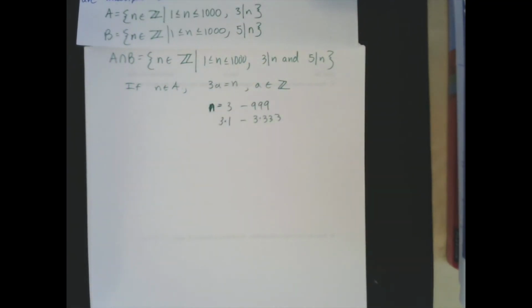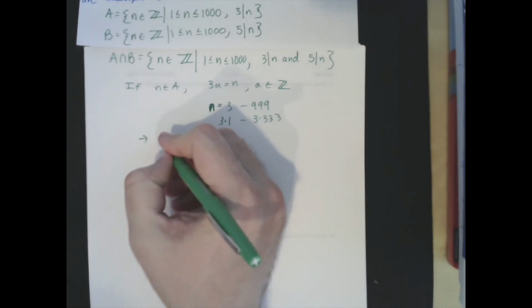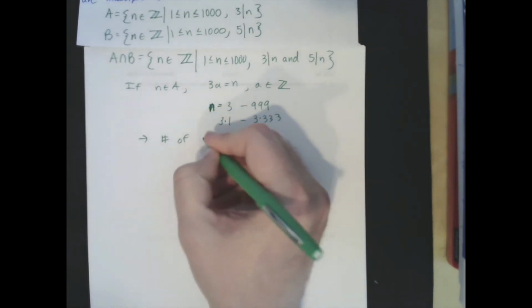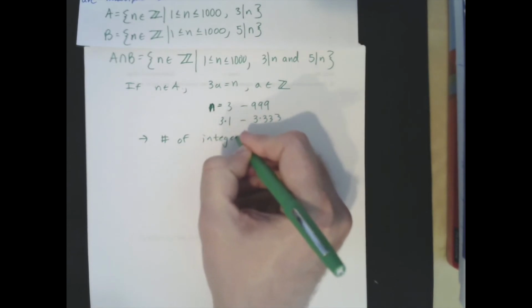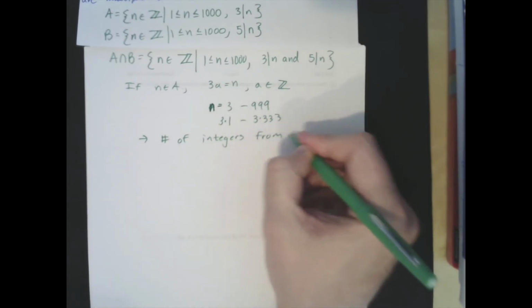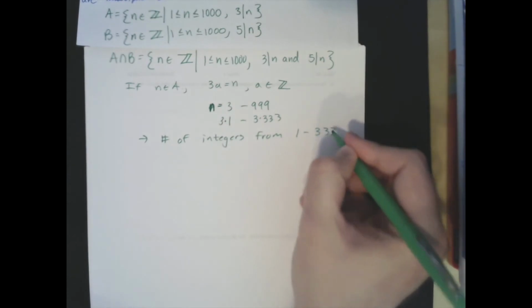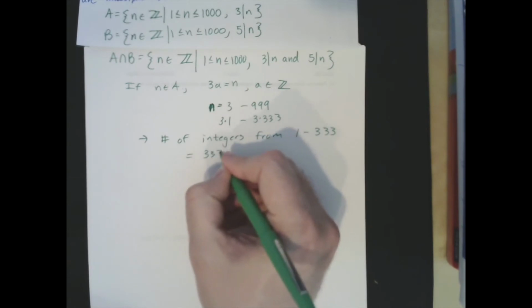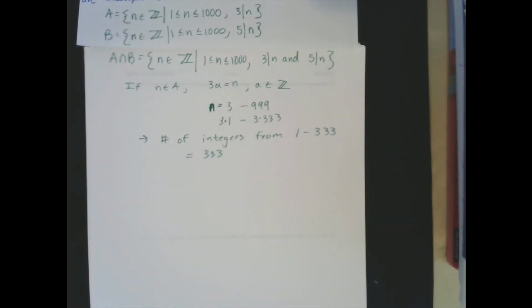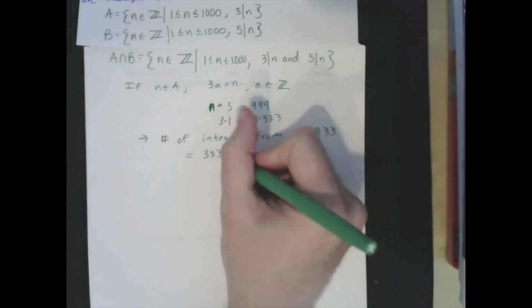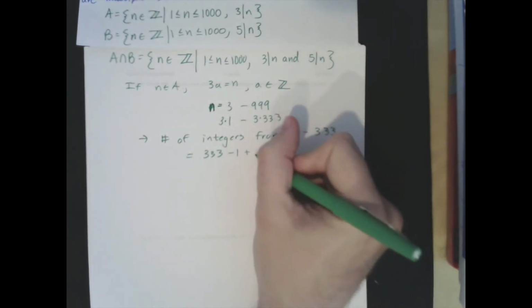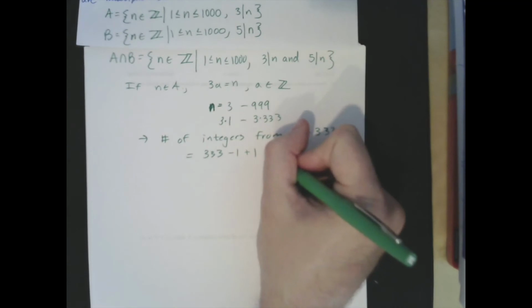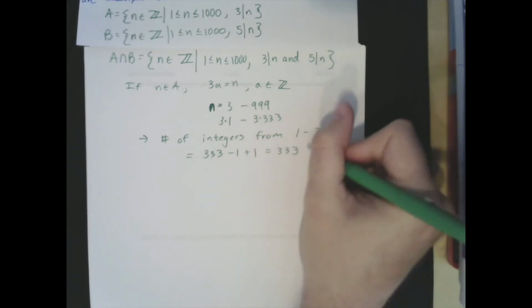So we did this when we looked at multiples of, I believe it was 5, from 1 to 1,000. So that means we want the number of integers from 1 up to 333. And we know that this is a total of 333, because we do 333 minus 1 plus 1 for a nice total of 333. And this will be the size of A.